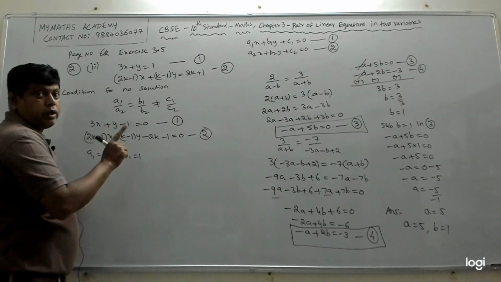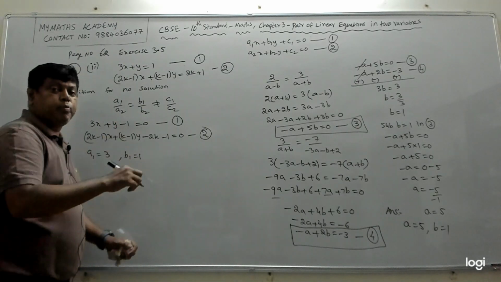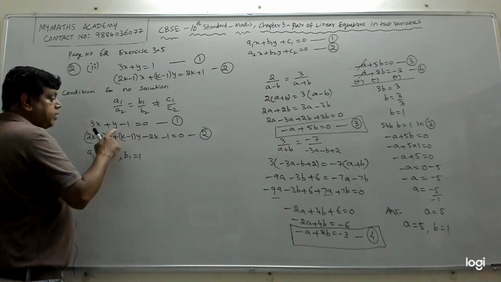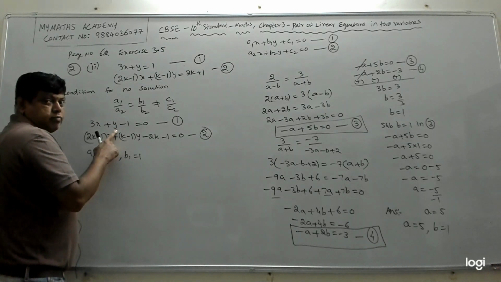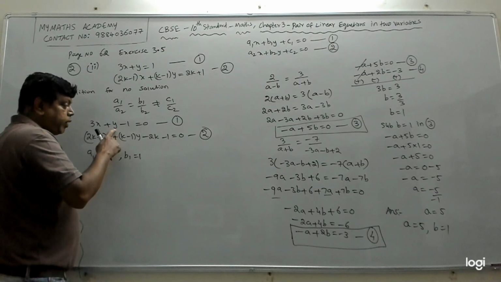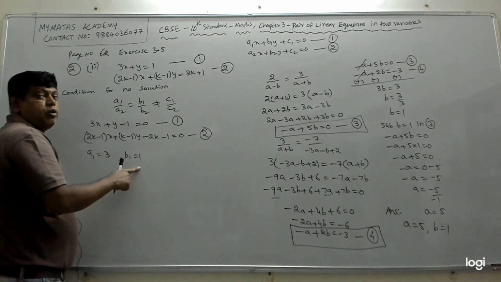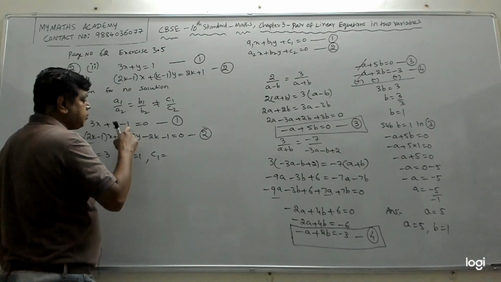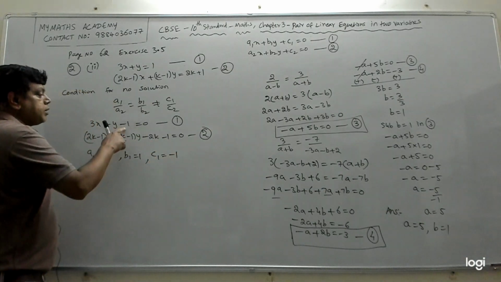Don't put b1 as y. Many people will put b1 as y. If it is 2y, they'll put b1 as 2. I've seen students make this mistake. If it is y, they just put y. No, it should be only the coefficient, which is 1. And what is c1? Another mistake: people will put 1. No, it is minus 1. Along with the sign, you should write it.